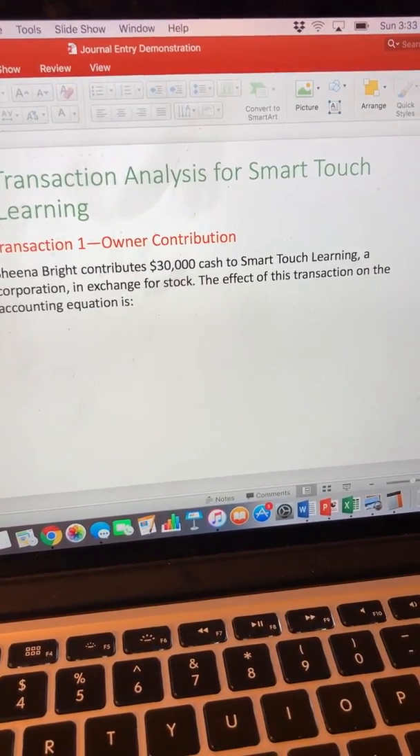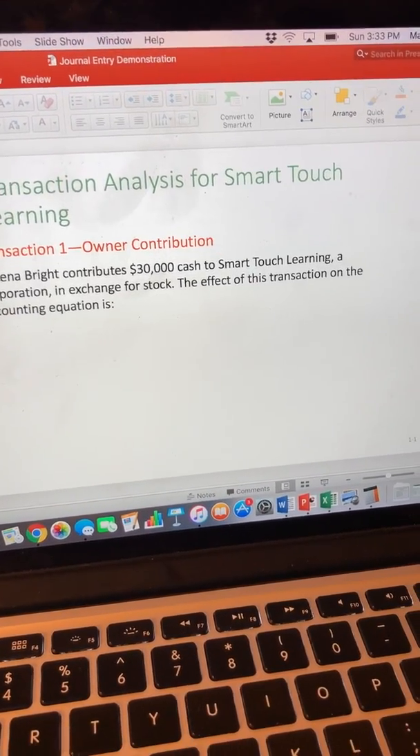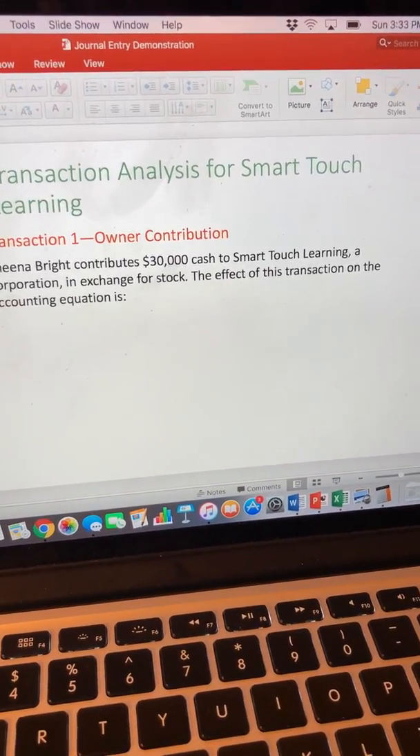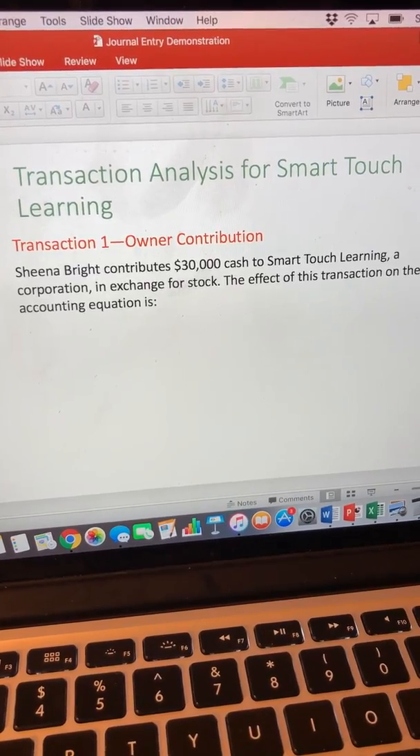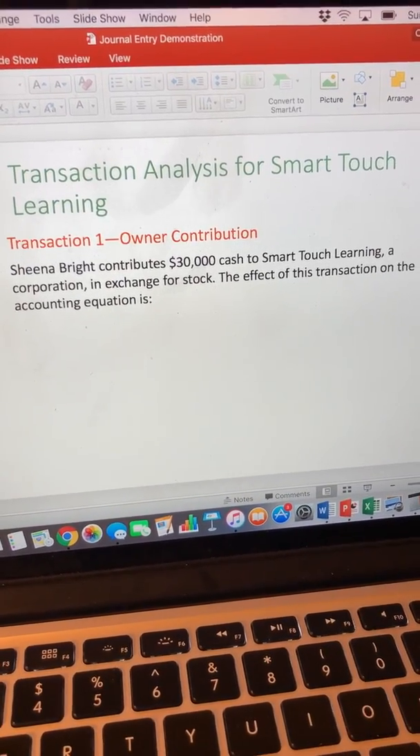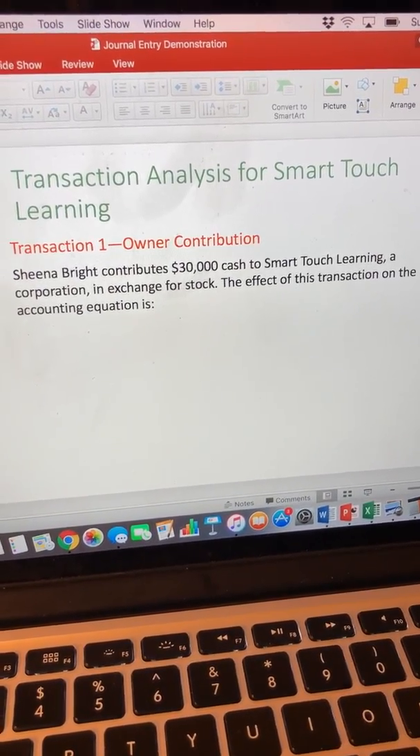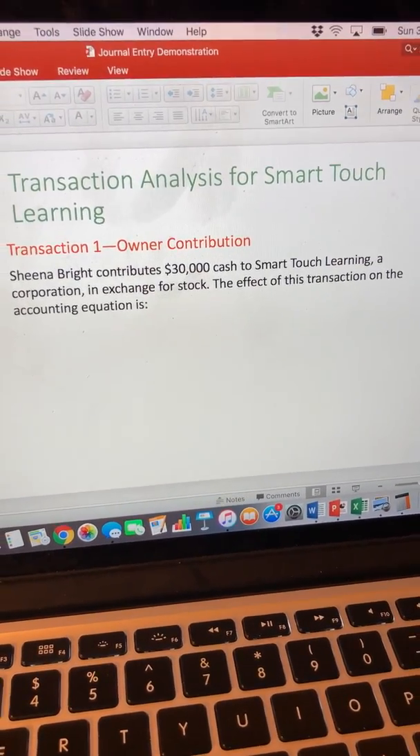What 2 accounts from the chart of accounts, or more than 2, are affected by this? Hopefully you're seeing that the company is getting cash, and for that they're giving up common stock. So the 2 accounts, and we'll just make a cheat sheet on this piece of paper here, the 2 accounts being affected are cash and common stock.